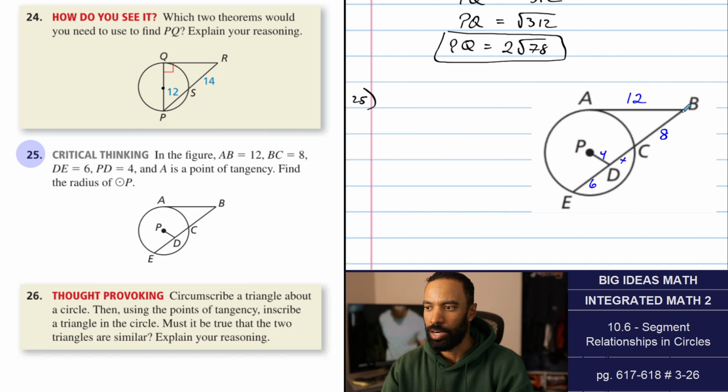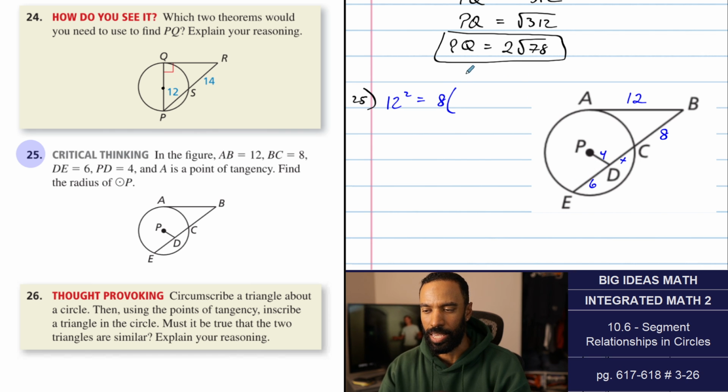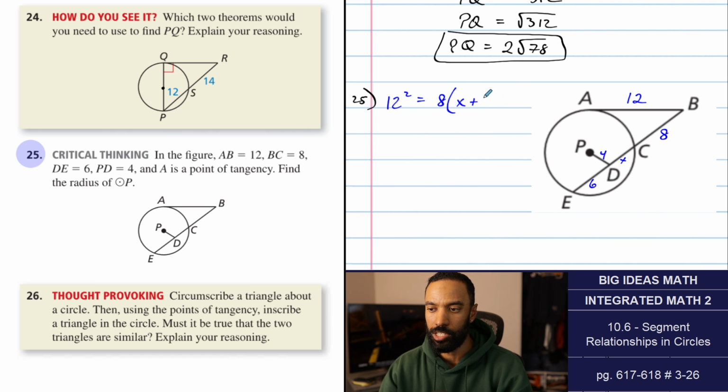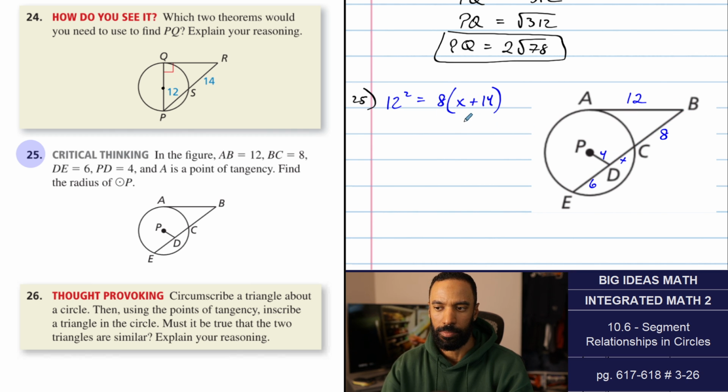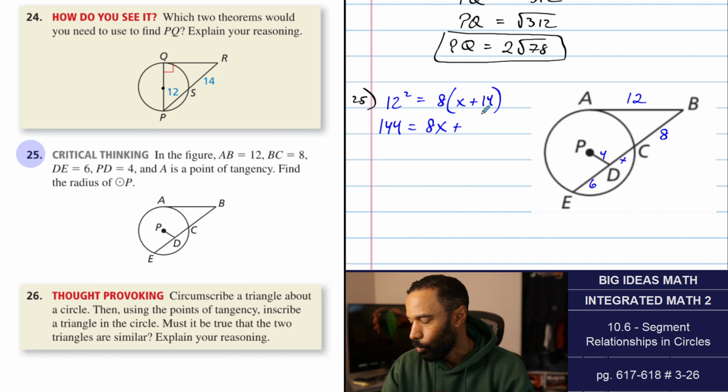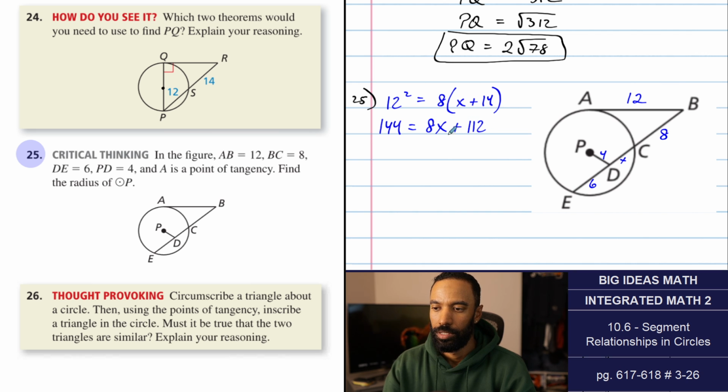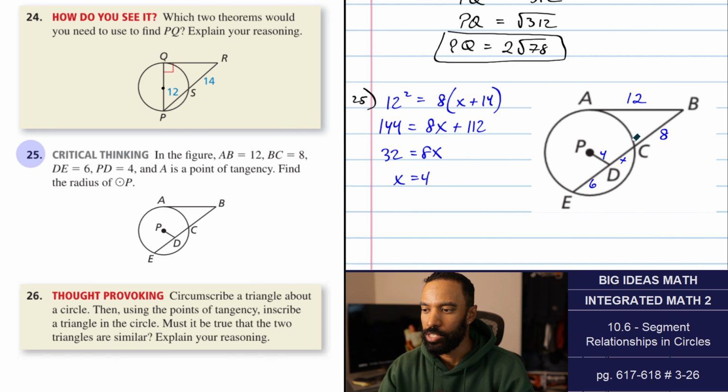So let's give it an x there. So outside times whole: I have 12 squared equals outside 8 times whole. That's 8 plus x plus 6. 8 plus 6 is 14, so that's x plus 14. So outside times whole equals outside times whole is my first step to solve for x. So that should start us off. 144 is 8x plus 112. Subtract 112 and divide by 8, we get x equals 4. Now that's not the answer, but x is 4 here.